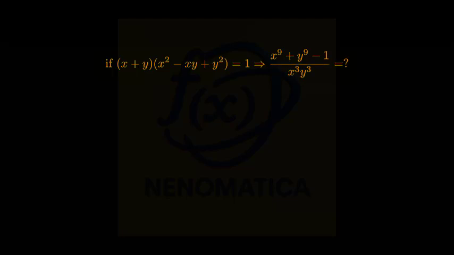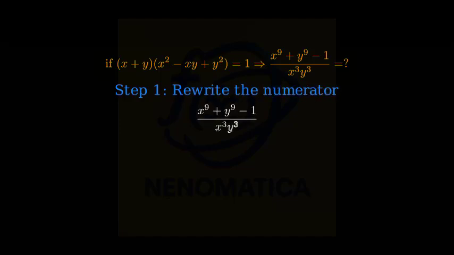Let's analyze and solve the following problem. Here's our problem. If the quantity x plus y times the quantity x squared minus x y plus y squared equals 1, then we need to find the value of the fraction x to the power of 9 plus y to the power of 9 minus 1 divided by x cubed times y cubed. Let's solve this step by step following the algorithm shown.